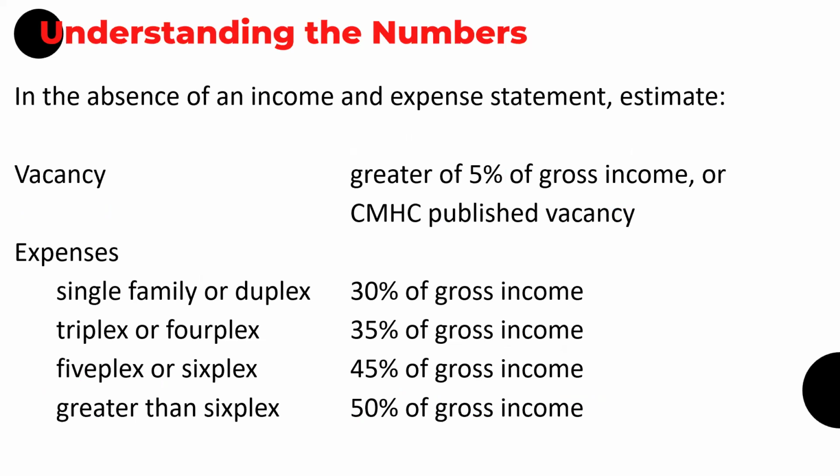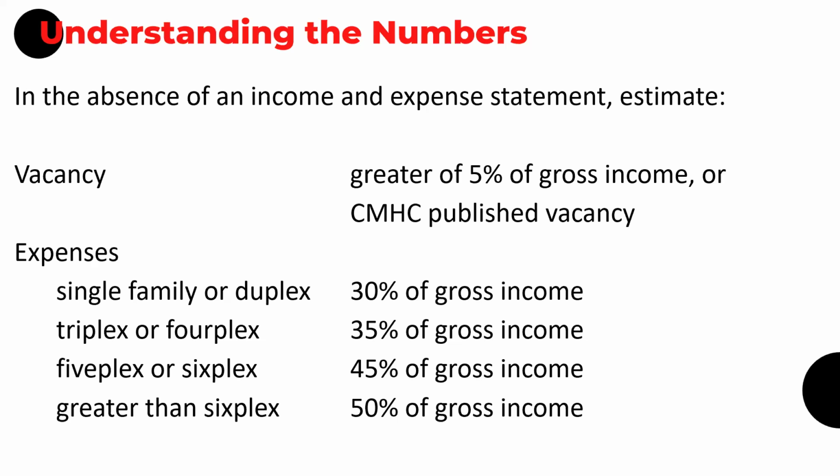Now, in the absence of an income and expense statement, we have to estimate some of these values. For vacancy, always use 5% of gross income or CMHC's published vacancy. This is what your lender is going to use when you go for a mortgage. So if it's good enough for the lender, this is what you should use as well.